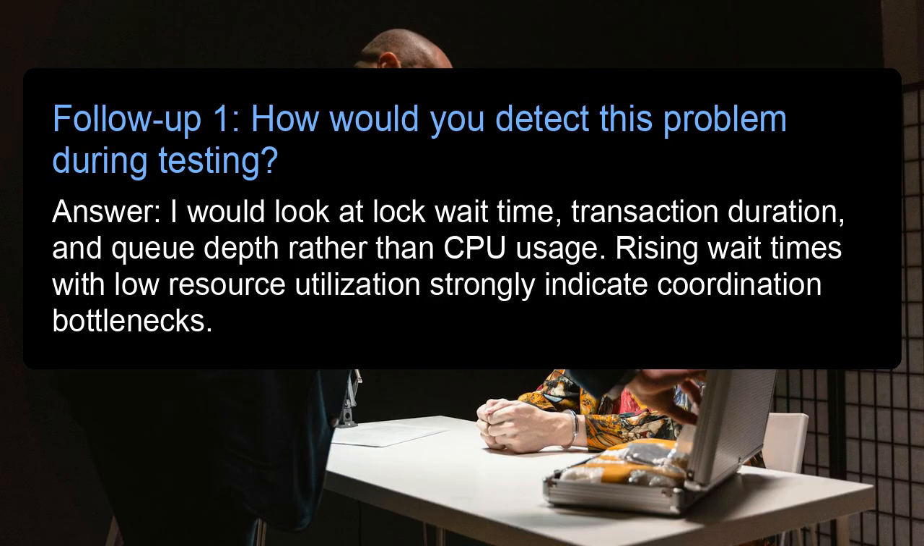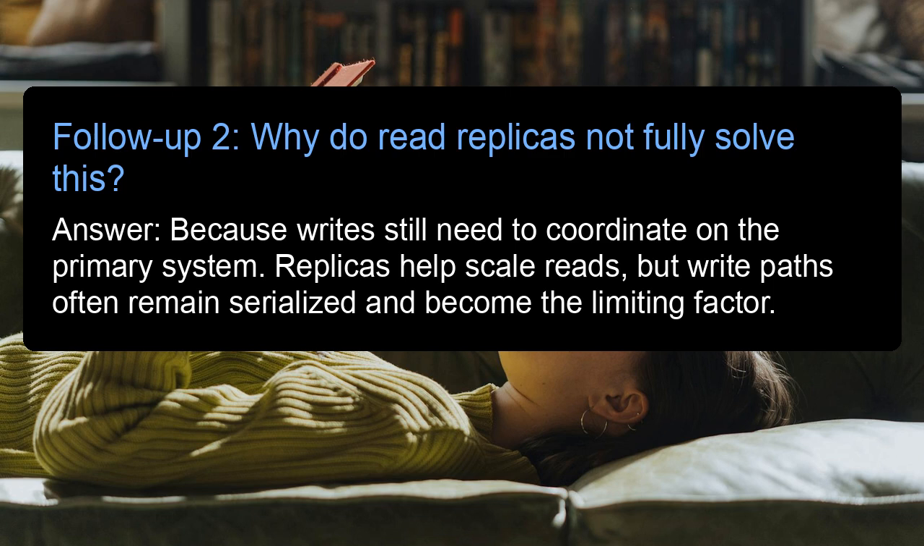Follow-up 1. How would you detect this problem during testing? Answer: I would look at lock wait time, transaction duration, and queue depth rather than CPU usage. Rising wait times with low resource utilization strongly indicate coordination bottlenecks. Follow-up 2. Why do read replicas not fully solve this? Answer: because writes still need to coordinate on the primary system. Replicas help scale reads, but write paths often remain serialized and become the limiting factor.